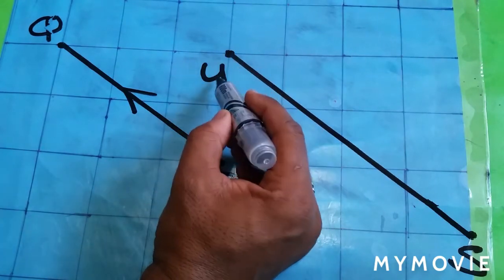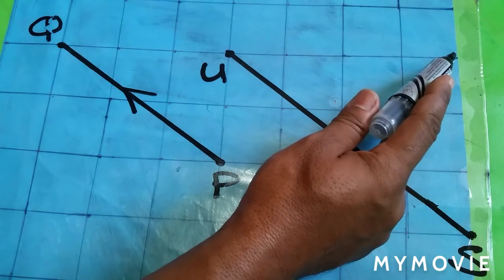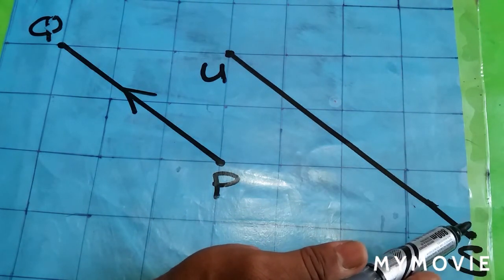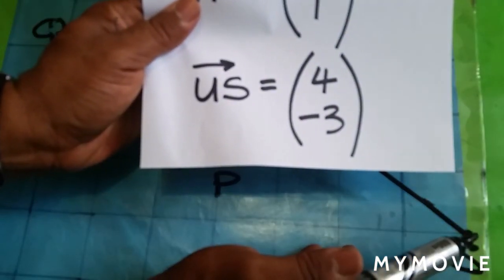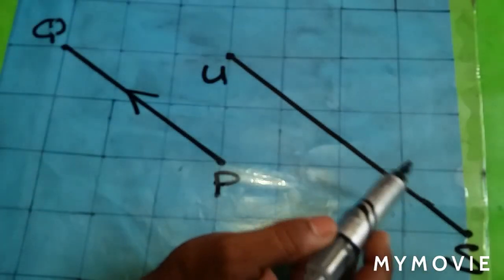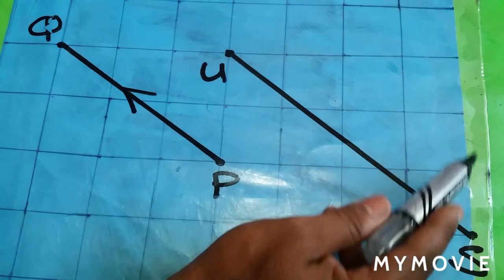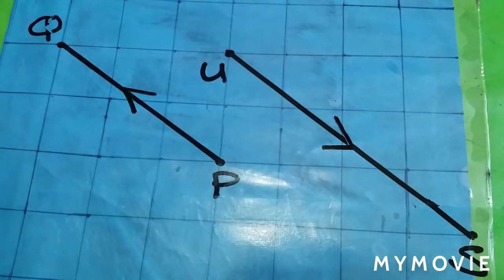Again, the foot is U. So we move 1, 2, 3, 4 spaces to the right because it's positive 4. And 1, 2, 3 spaces down because it's negative 3. Remember, US, positive 4 means 4 spaces to the right, and negative 3 means 3 spaces down. So again, 1, 2, this is a foot. 1, 2, 3, 4. 1, 2, 3. And of course, the arrow points towards the head. Okay? So that is how we represent vectors on graph sheet.